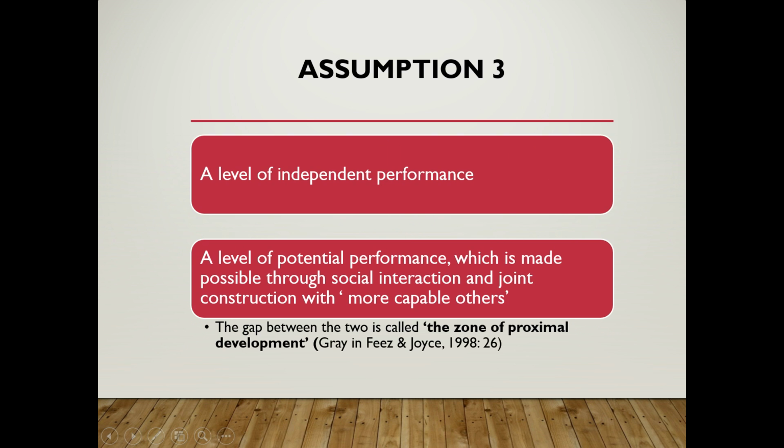Then assumption number three is a level of independent performance. So you have to be independent. You can speak out with everyone everywhere. And then a level of potential performance, which is made possible through social interaction and joint construction with more capable others. So the gap between the two is called the zone of proximal development.